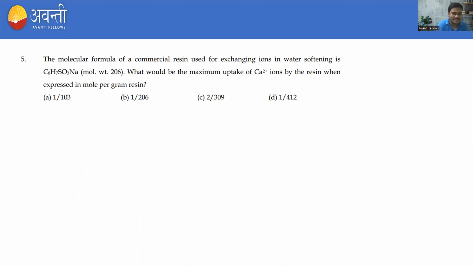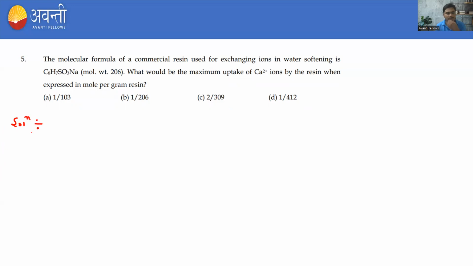The next question that is given to us is: you have to calculate the molecular formula of the commercial resin used for exchanging ions in water softening, which is C8H7SO3Na, and the molecular weight is also given. What would be the maximum uptake of calcium 2+ ion by the resin when expressed in mole per gram? So you have to calculate this value. Let's see how you will find the answer. This is also a very important question. So let's solve it.